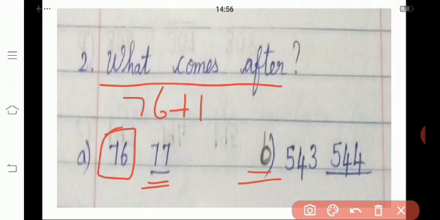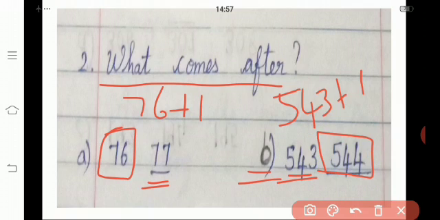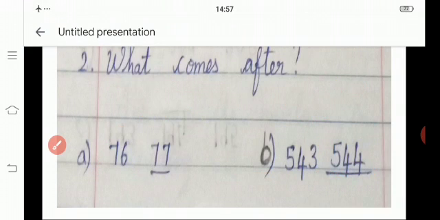Look at the next example: 543. The same thing only. If we add 543 plus 1, what do we get? 544. So 544 is the after number of 543. Okay children, shall we move on to the next one?